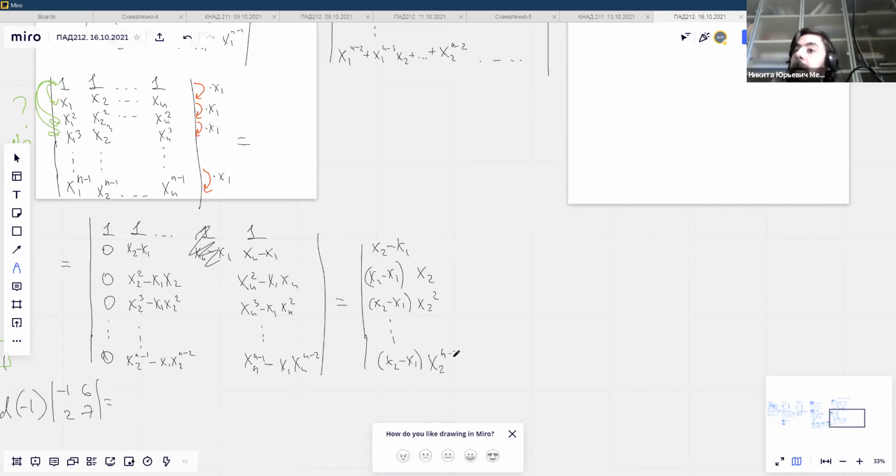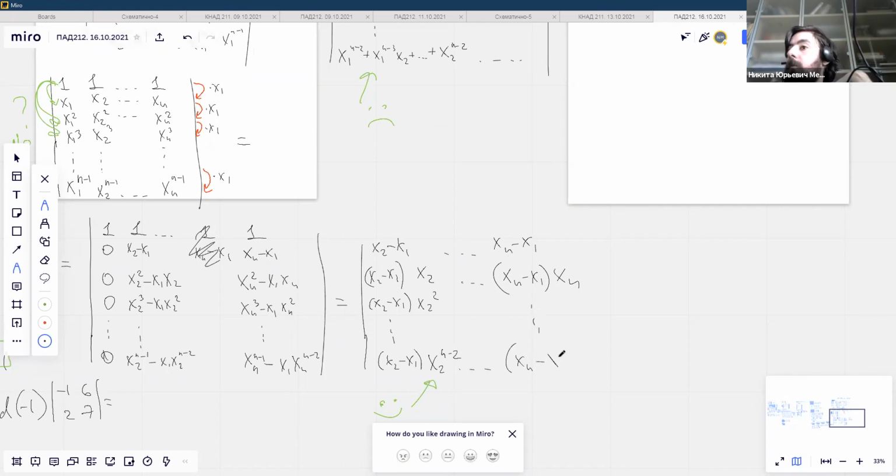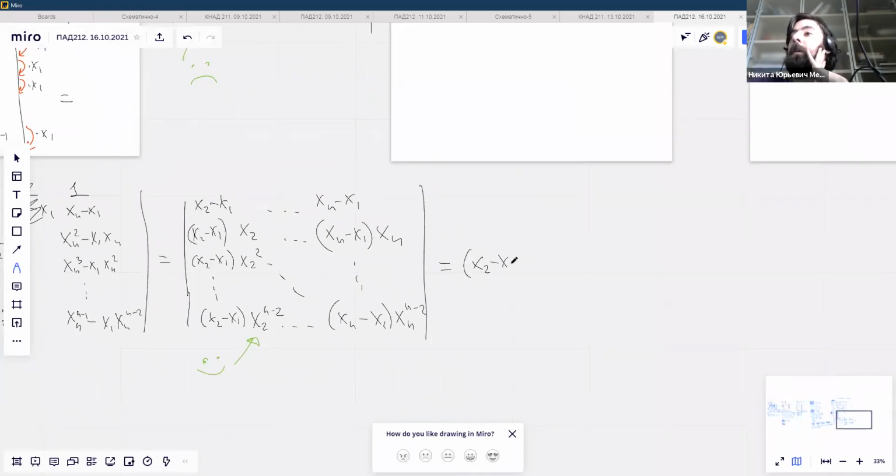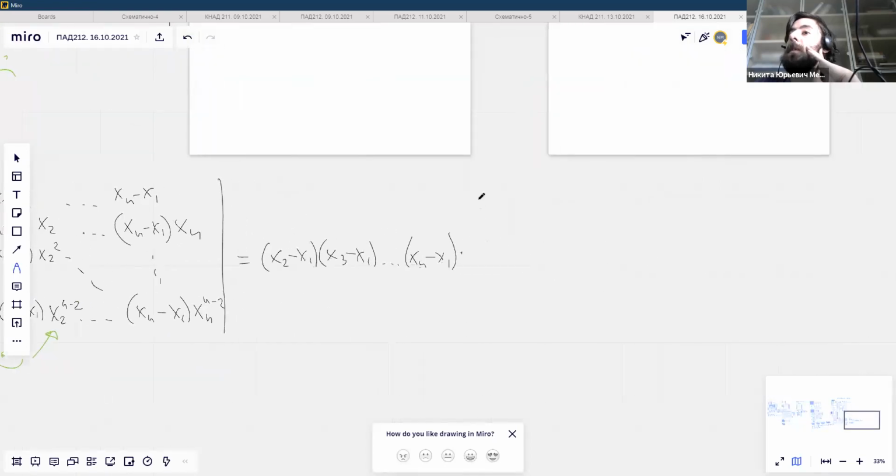And what is good is that when I divide by this, and I'm going to divide by this in the next step, the thing that remains is easy. The thing that remains is not this huge expression from the previous time, but this short expression. So let me divide the second column by x2 minus x1, the third column by x3 minus x1, etc. The last column by xn minus x1. Then what remains is as follows.